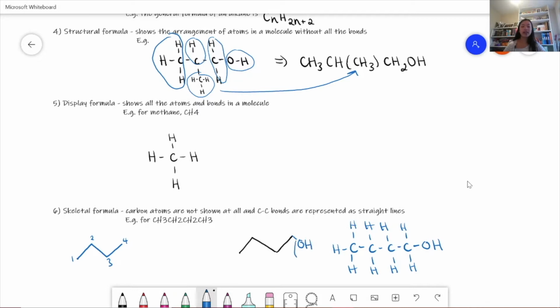So at this end of the skeletal line, we don't assume it's a carbon there. It's always the thing which is actually written. So in this case, the OH is attached to this carbon here, which is the fourth carbon.